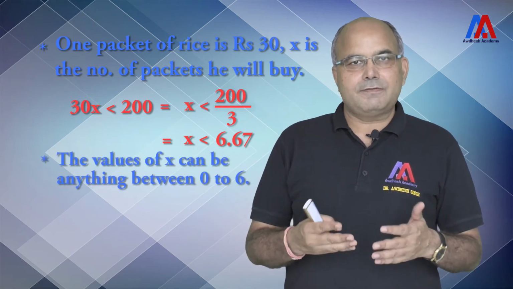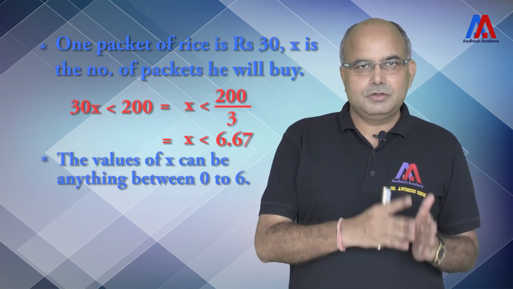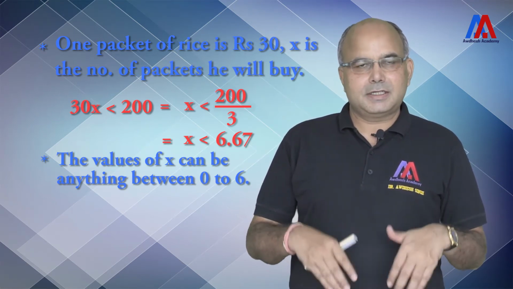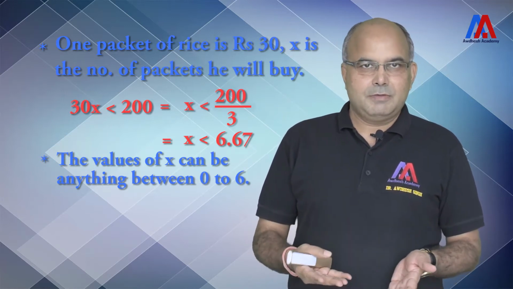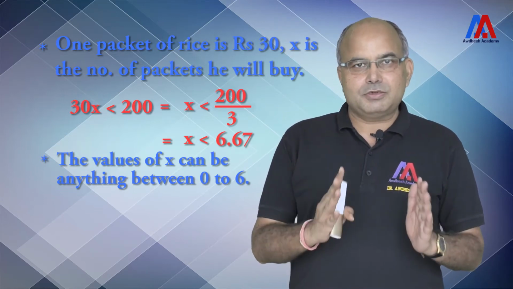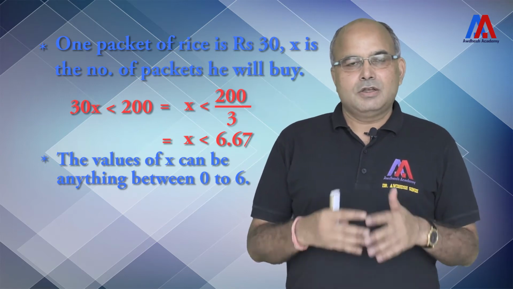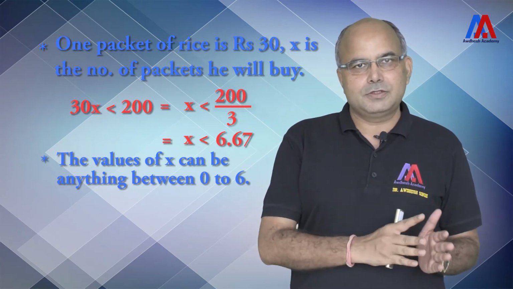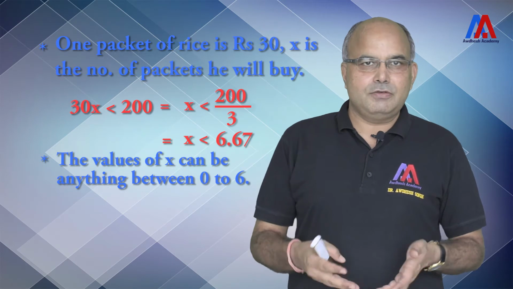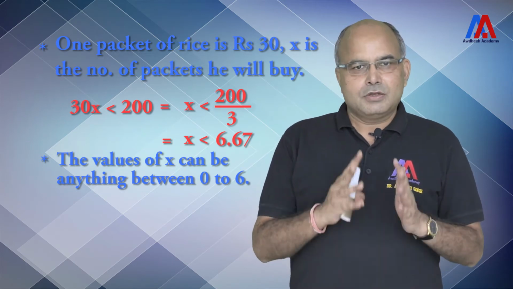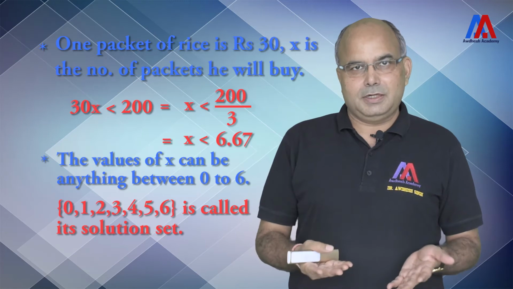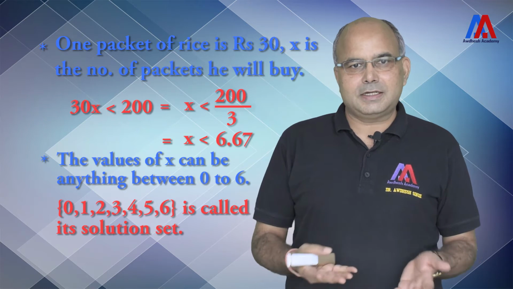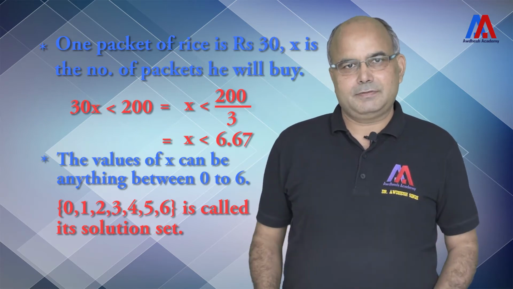And the values of x can be anything between 0 to 6. That means it can be 0, it can be 1, it can be 2, it can be 3, it can be 4, it can be 5, and it can be 6. But it cannot be 7. So up to 6 he can buy the packets. So in this inequality we can find that the value of x will be anything between 0 to 6. And the exact value we cannot determine from this equation. So the values which are possible, that is 0, 1, 2, 3, 4, 5, 6 is called the solution set, and this is called the inequality.